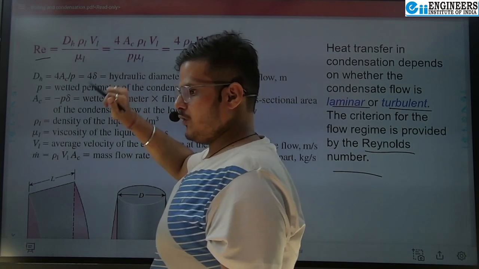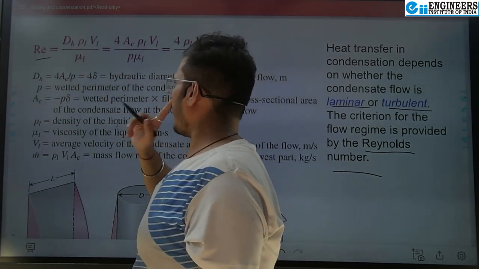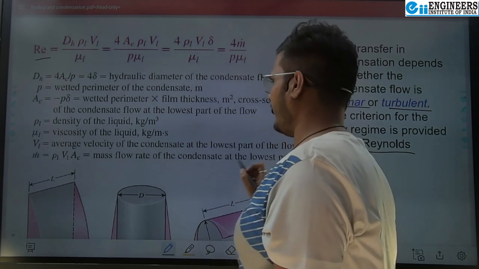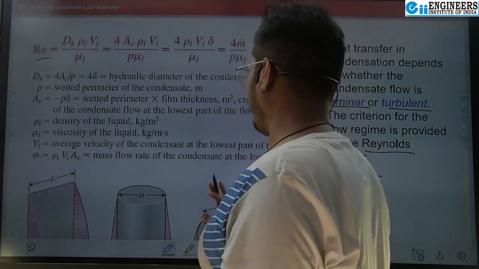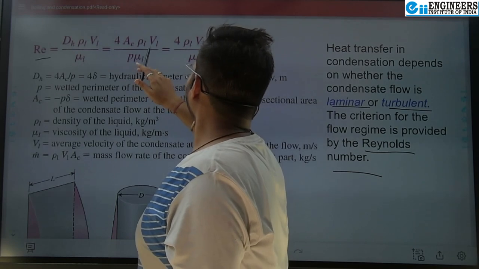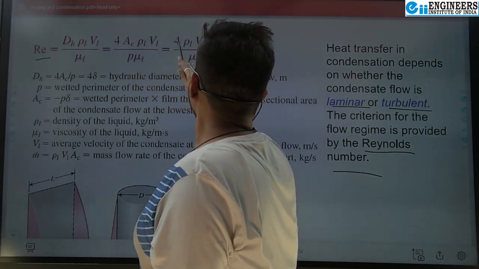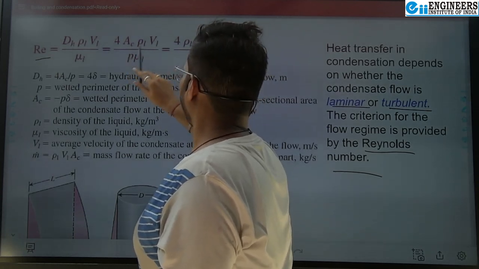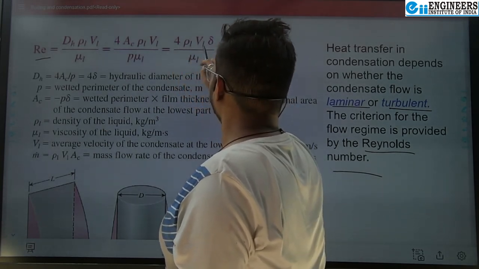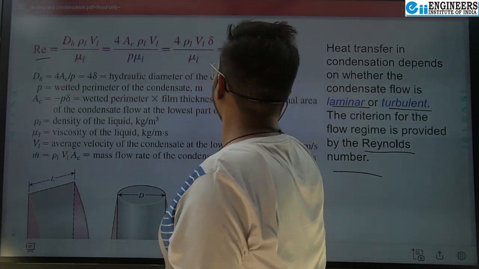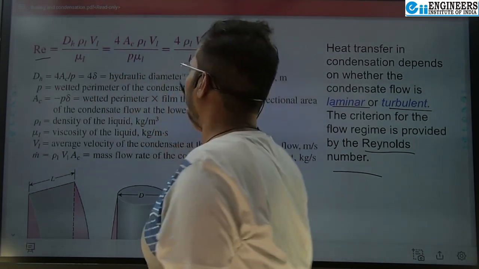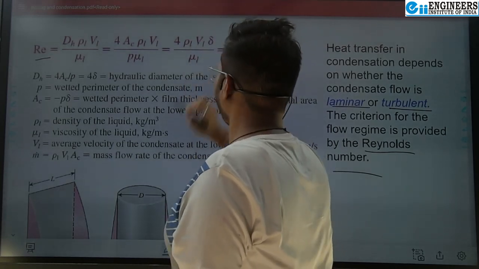It is rho v d by mu. Then d is the characteristic or hydraulic diameter. If it is a cylindrical kind of thing, the hydraulic diameter is 4 area by perimeter. By substituting the value, we get 4 A_c rho V by P mu, then 4 P V delta by mu, or 4 m dot by P mu. So the Reynolds number is directly given by 4 m dot by P mu.